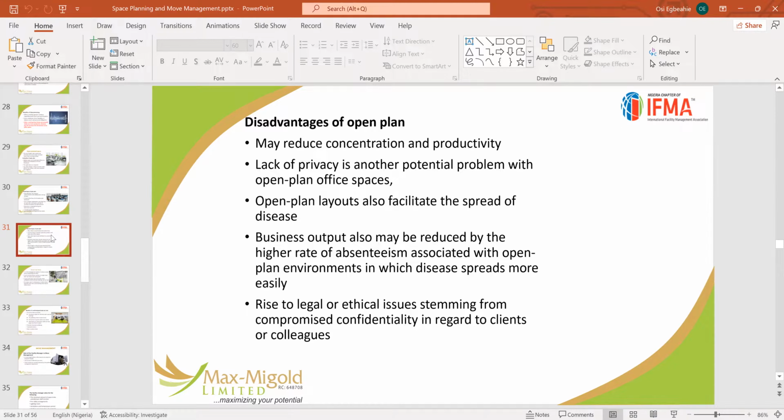Business outcome may be reduced by the high rate of absenteeism due to sicknesses. Sometimes we also have some legal issues when that really happens.